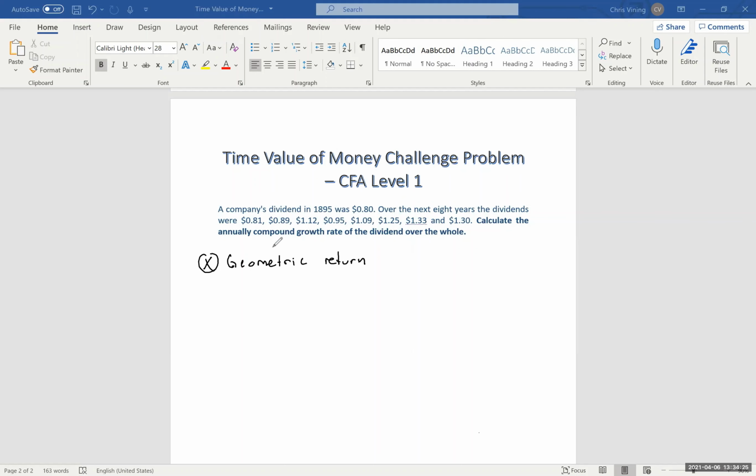The question asks for the annually compounded growth rate. So this is often called the CAGR, the compound annual growth rate. And we have our last value. The formula is last value over the first. And then we need to raise that to 1 over the number of periods. And lastly, we need to subtract 1.